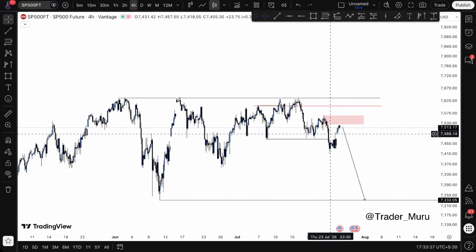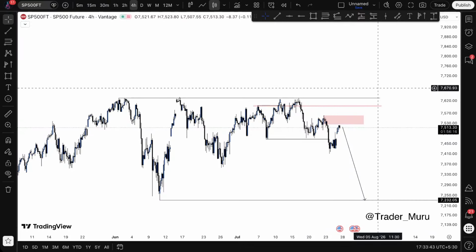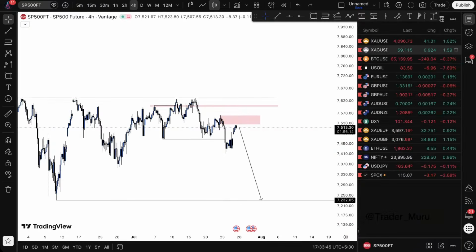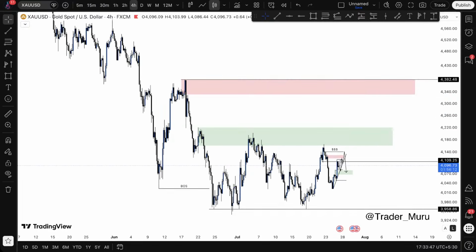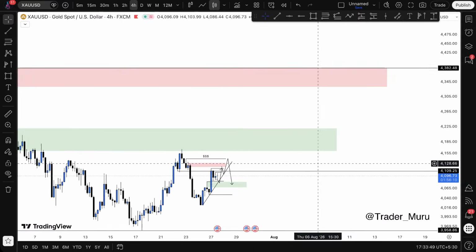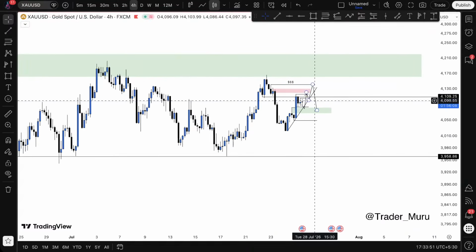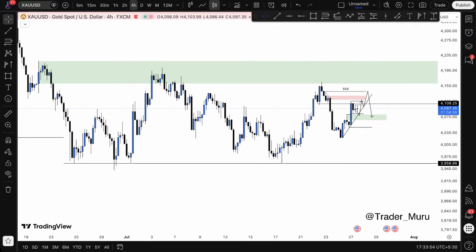Trend lines, why are they relevant? What caused price to create a trend line? Algos. It is psychological levels. Trend lines are psychological levels. People use it as liquidity.